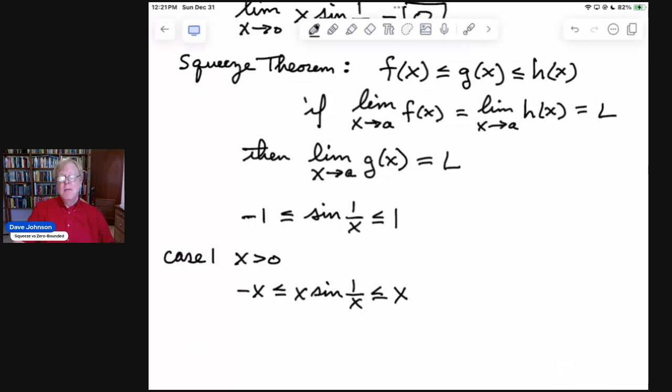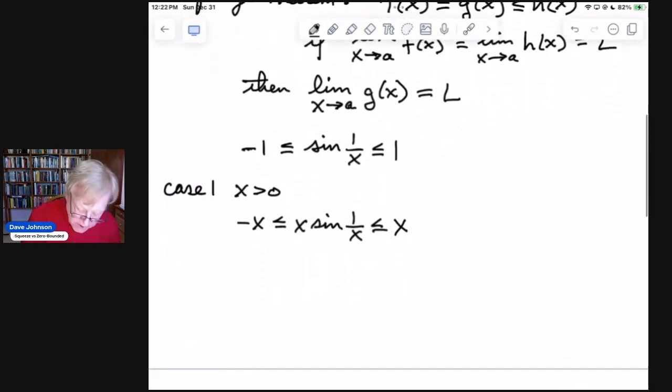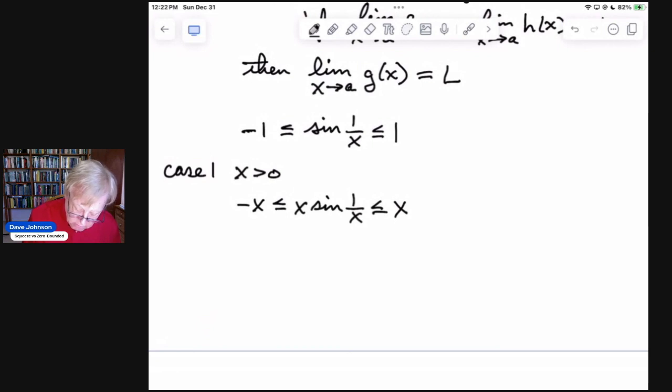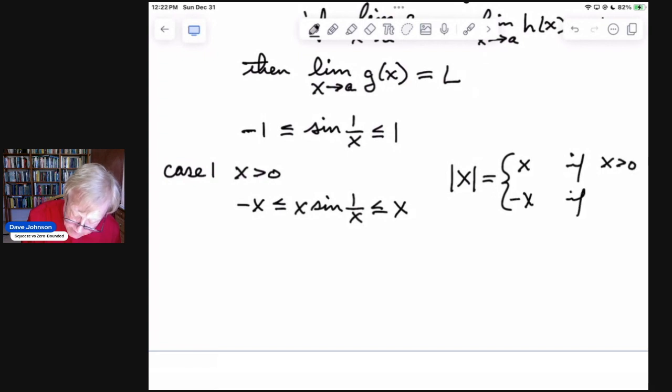We need something that's going to be true for both x greater than 0 and x less than 0. And there are a variety of ways of doing this, but I think the easiest way is to think about rewriting the negative x on the left and the positive x on the right in terms of the absolute value function. And you'll see in a minute why we're going to do that. So let's remind ourselves. The absolute value of x is equal to a piecewise defined function. It's equal to x if x is greater than 0, and it's equal to negative x if x is less than 0.